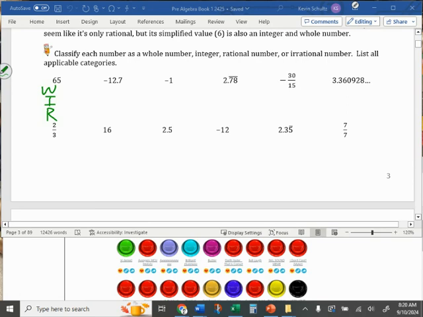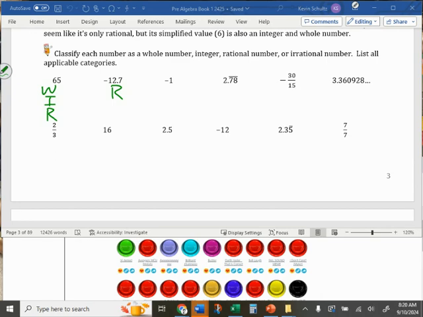A number like negative 12.7 though. What category does that fall under? Connor? Rational. Why? Because it's a decimal that ends, right? Negative 12.7, so rational only. Why is it not an integer? Because it is a decimal, okay? And the same reason why it's not whole. It's actually got two strikes against it for not being whole. A, it's not positive, and B, it's a decimal, right?